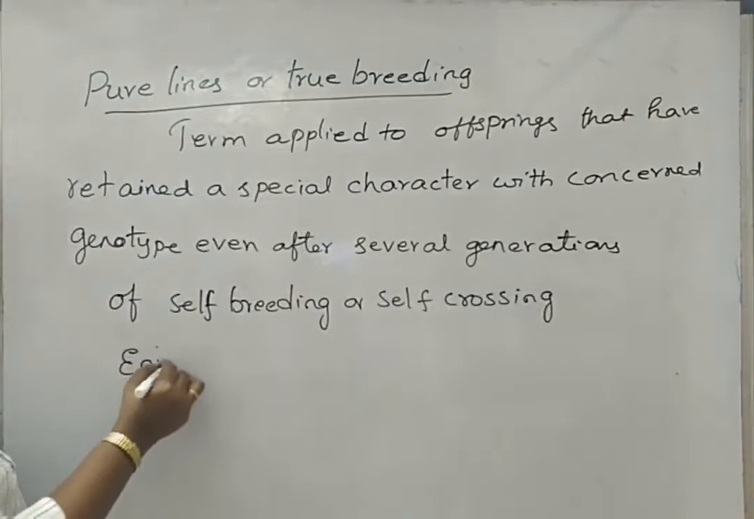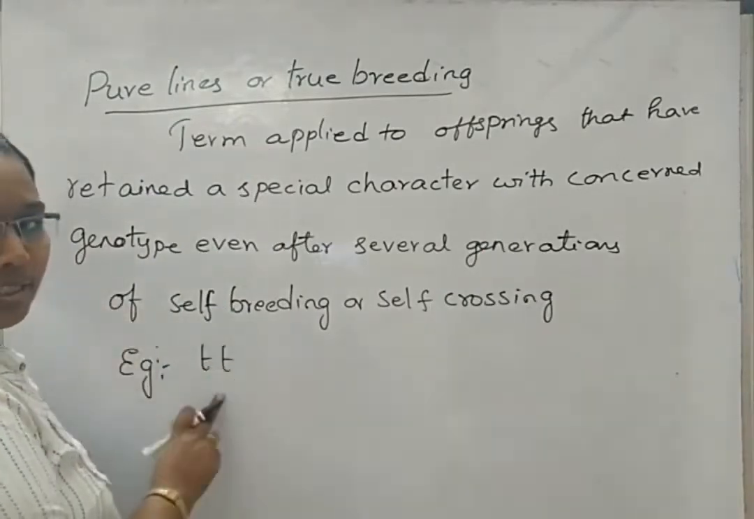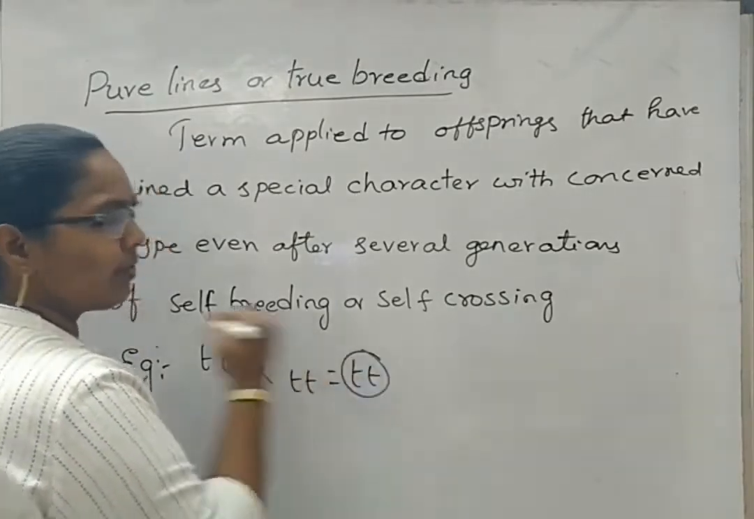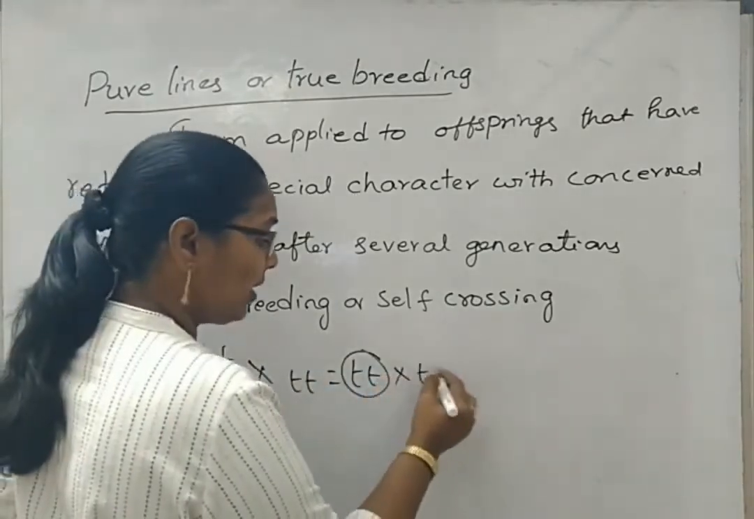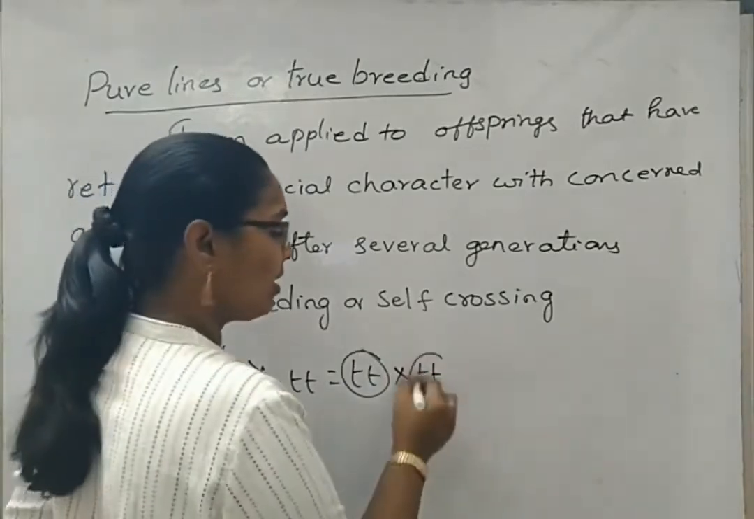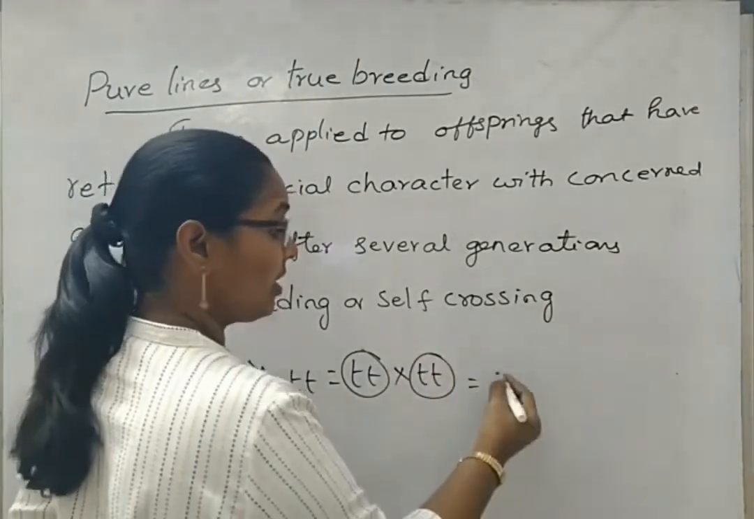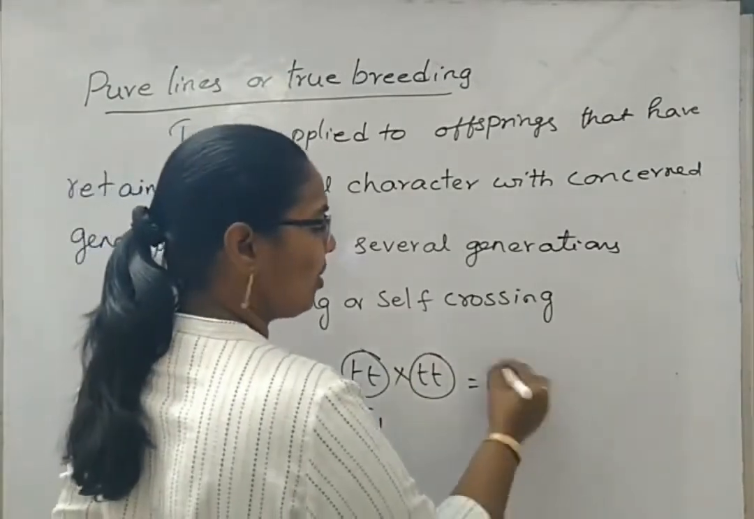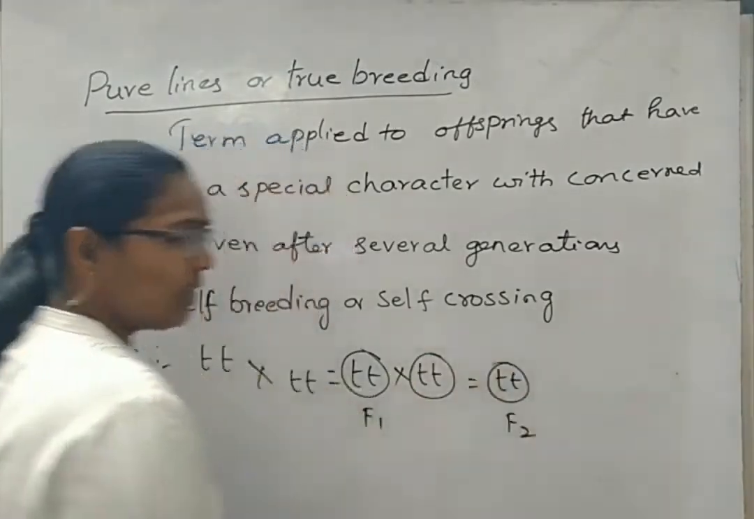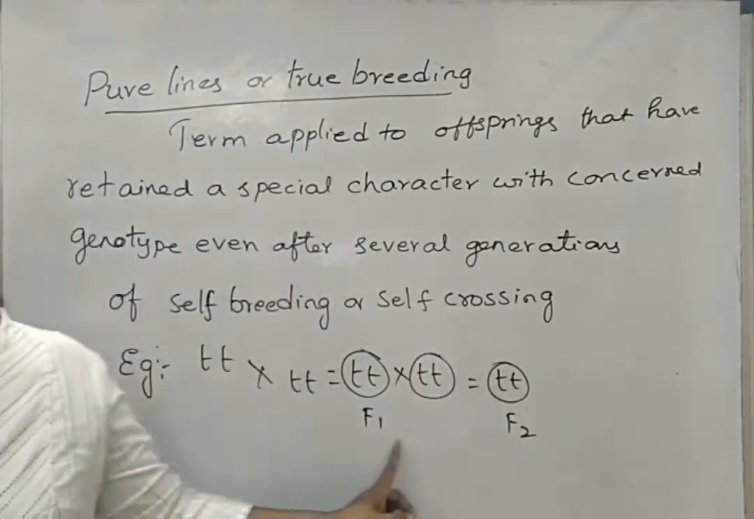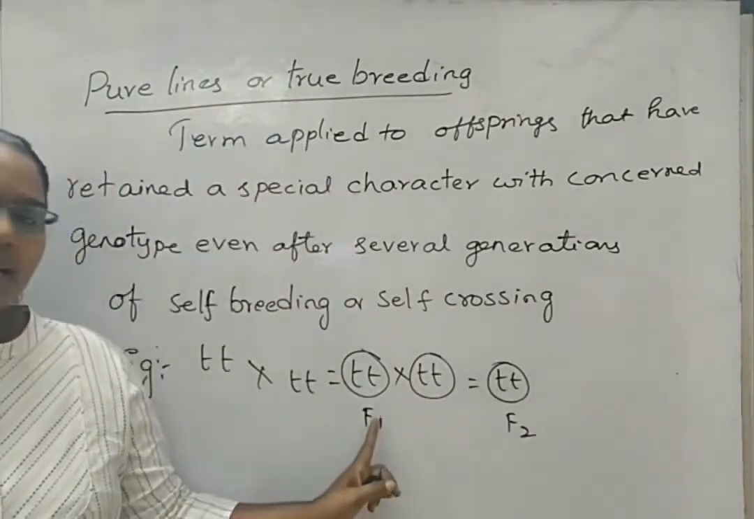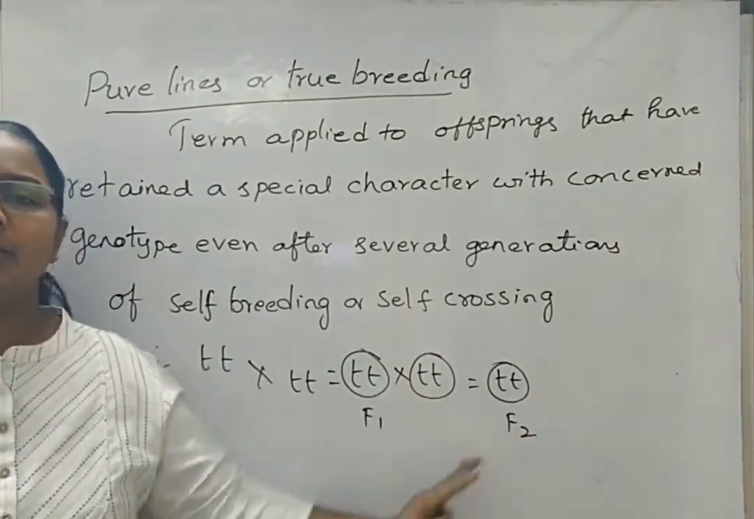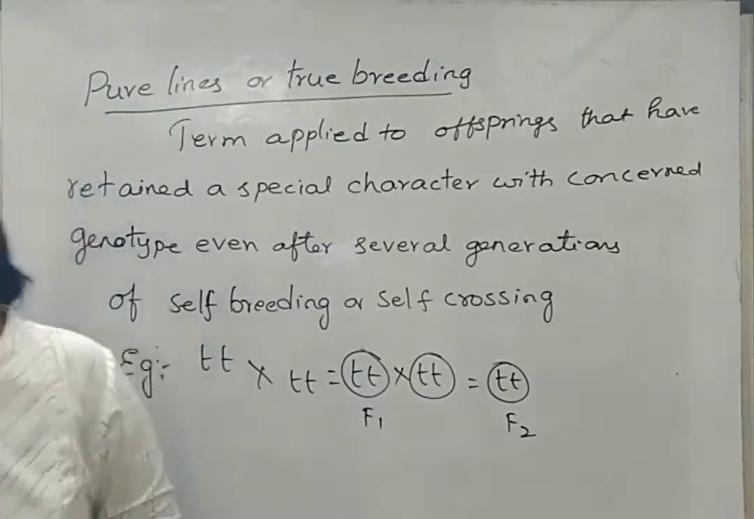Example, if a dwarf plant with such a genotype is crossed with dwarf plant, then we get offspring dwarfness only. Again, if the offspring is again crossed with the same type of homozygous dwarf genotypes, again the next generation also will be so only. We can call this one as F1 generation, this offspring as F2 generation. Likewise, if we keep on increasing with the same type of genotypes in the crossing organism, we will get the same special type of character expressed by the presence of same type of alleles.